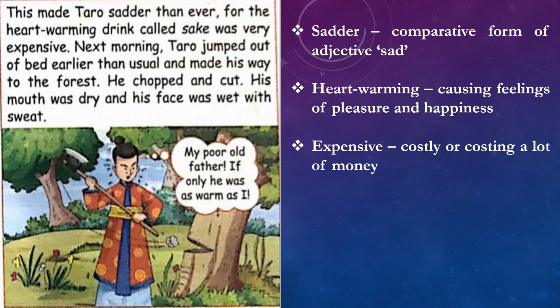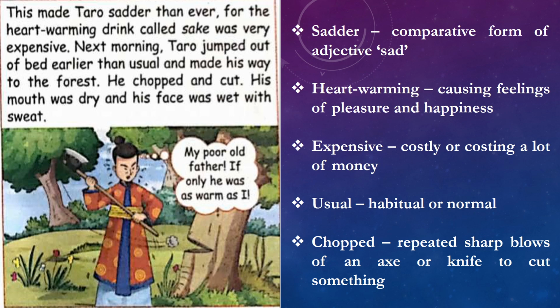What is usual? Usual is any habitual action. Usually, normally or habitually, what we do is called usual. So from his usual timing, he got up early and went to the forest. He chopped and cut. What is chopped? Chopped is to repeatedly blow a sharp axe or knife to cut something. Chopped and cut means he wanted to cut a particular tree.